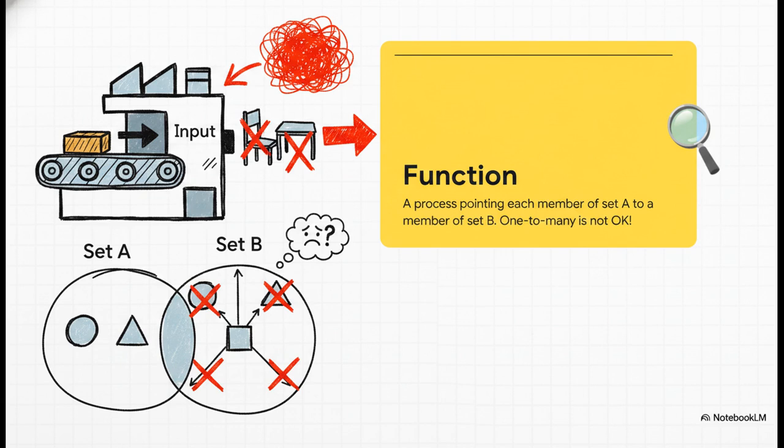It points a member from an input set, which we'll just call set A, to an output member in set B. But there is a critical, unbreakable safety regulation in this factory. One-to-many is not okay. A single specific input cannot magically point to multiple different outputs. Think about it. If you feed a block of wood into a machine, it can't simultaneously produce a chair and a table from that exact same block at the exact same time. One input, one specific output.